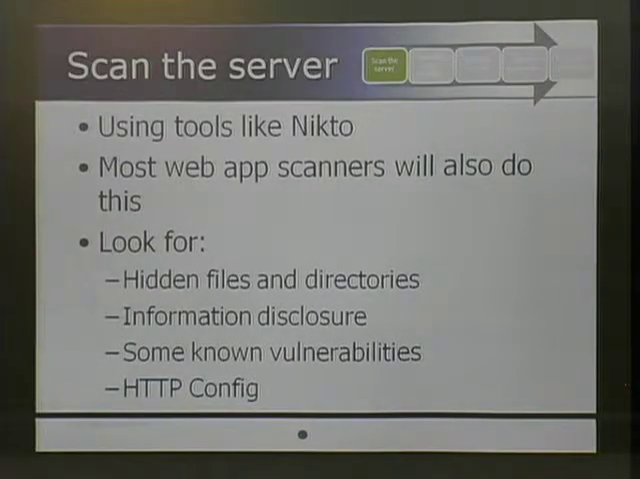So I want to step through each of the phases very quickly. Scanning the server, we basically use Nikto. There are various scanners out there, and we found that web app scanners can do that as well. They have server level scanning. Really, the things we were looking for were hidden files and directories, information disclosure, and known vulnerabilities on the server. This is really hardening the server, right? Looking for things that may be left behind that could be leveraged. Backup files, hidden functionality, things like that.